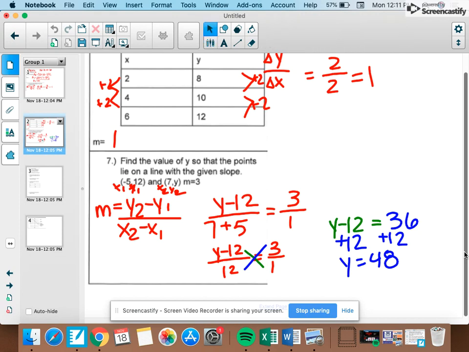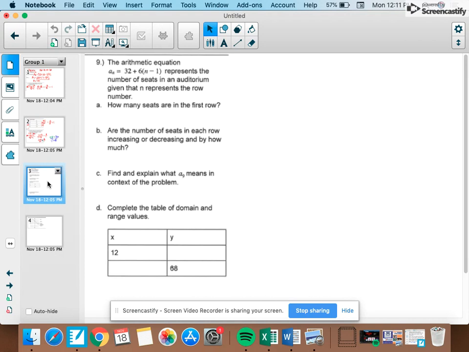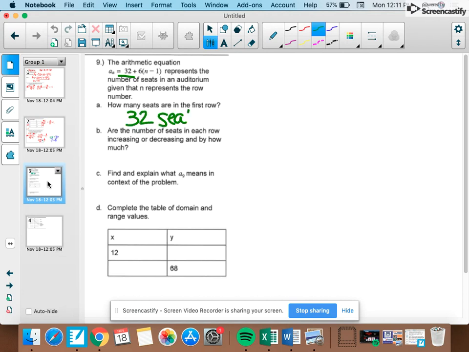If we flip over onto the back, we are going to apply our arithmetic sequence formula. It asks how many seats are in the first row. Remember, that is our very first number, our starting point. So there are 32 seats in the first row. Then it asks, are the numbers increasing or decreasing? That's our common difference, what's going to come before or after our parentheses. Ours is a positive 6, so it's increasing by 6 in each row.